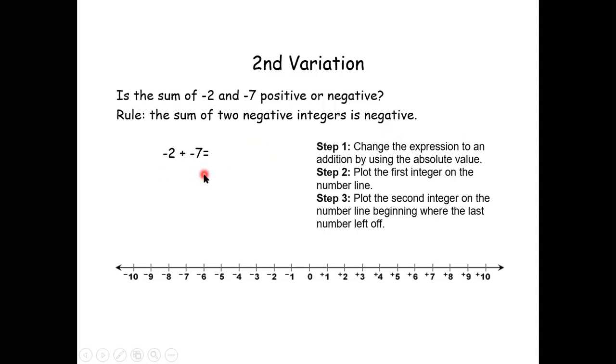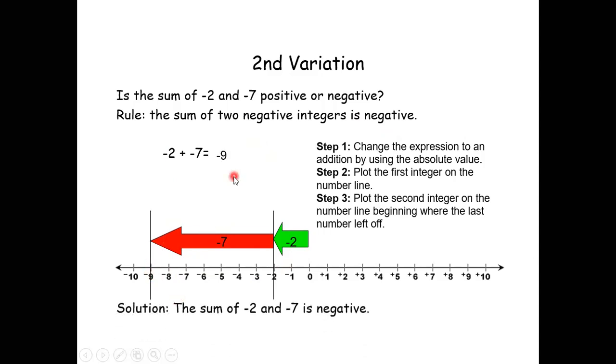Here we want to find the value of -2 plus -7. These integers are negative, so we want to move left from 0. First move 2 places to the left because the number is -2, and the second number is -7, which means from here we move 7 units to the left. The answer is -9. And the sum of -2 and -7 is negative.